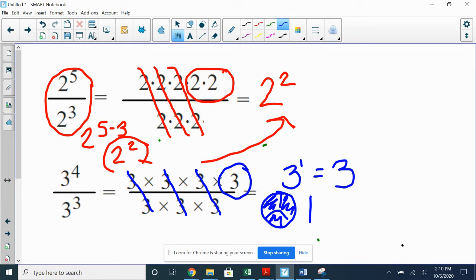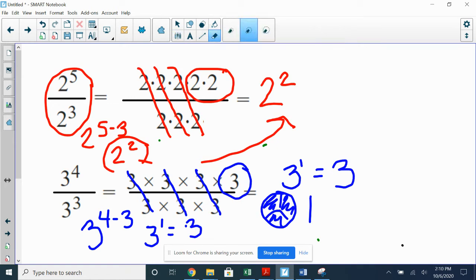So let's go back and check our work. We know that with matching bases, we can keep the matching base. We can say top exponent minus bottom exponent. 4 minus 3 is 1, so we get 3 to the 1. And again, like we said, our one exponent rule states that anything to the power of 1 is simply itself. So 3 to the power of 1 is just 3. So that is why it works.